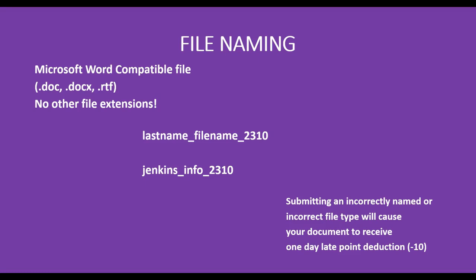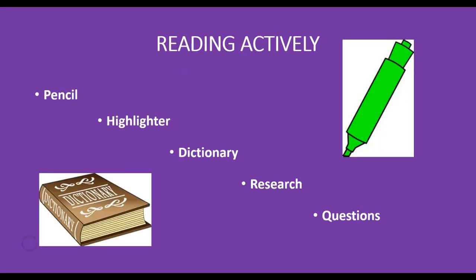So all you have to do is when you save your file, you name it with your last name, underscore, file name, underscore, and then 2310 for short story. Here's an example. Last name Jenkins, underscore, info, underscore, 2310. Don't submit an incorrectly named file. I need these file names for my own course management. It helps alphabetize things. It helps me put them in the right folders. Hopefully you have already learned this technique. If not, it's time to practice it and use it more extensively.